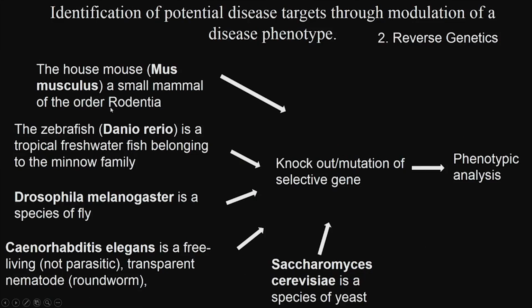In the reverse approach, you do it the other way. We take a mouse or other small mammal, or a zebrafish, or Drosophila, C. elegans, Saccharomyces or yeast, and then we perform a knockout or mutation of the selective gene, and then look at the phenotypic analysis. Here we do not know which gene needs to be knocked out to arrive at that particular phenotype, so you may have a trial and error type approach. This is the reverse approach.